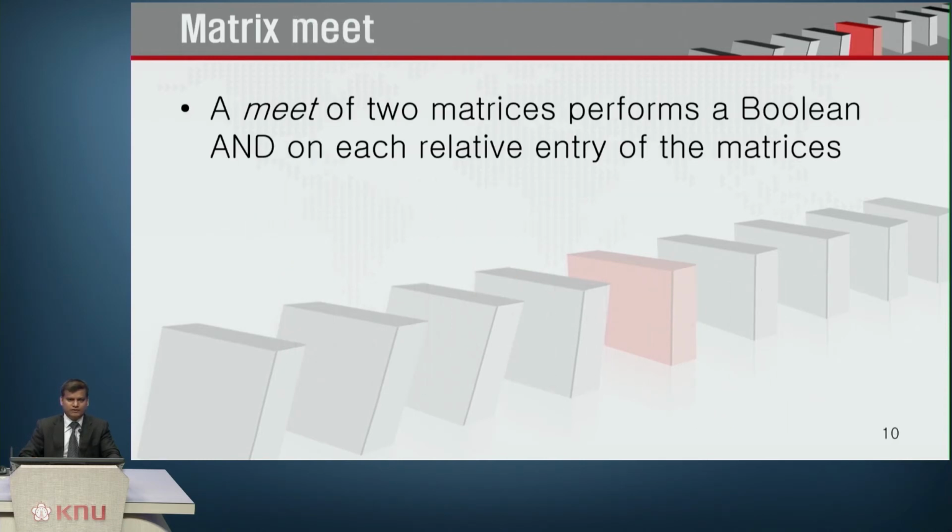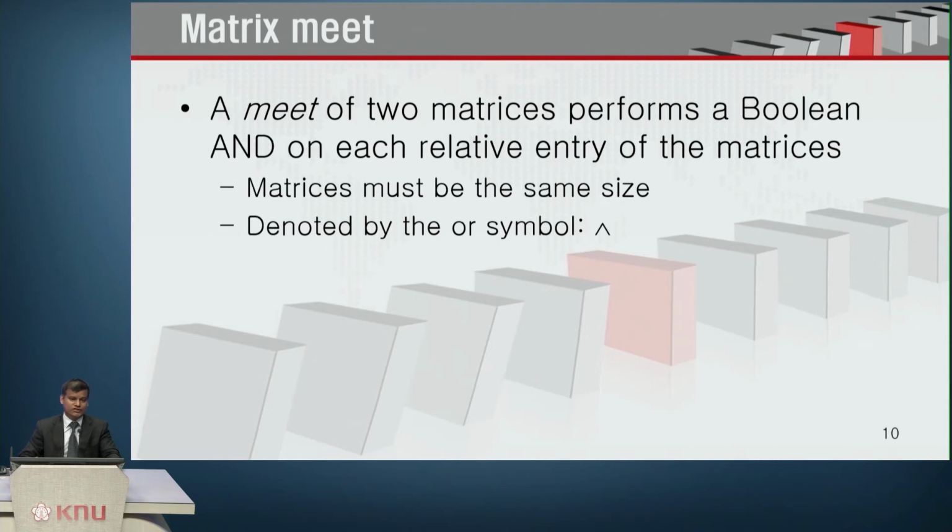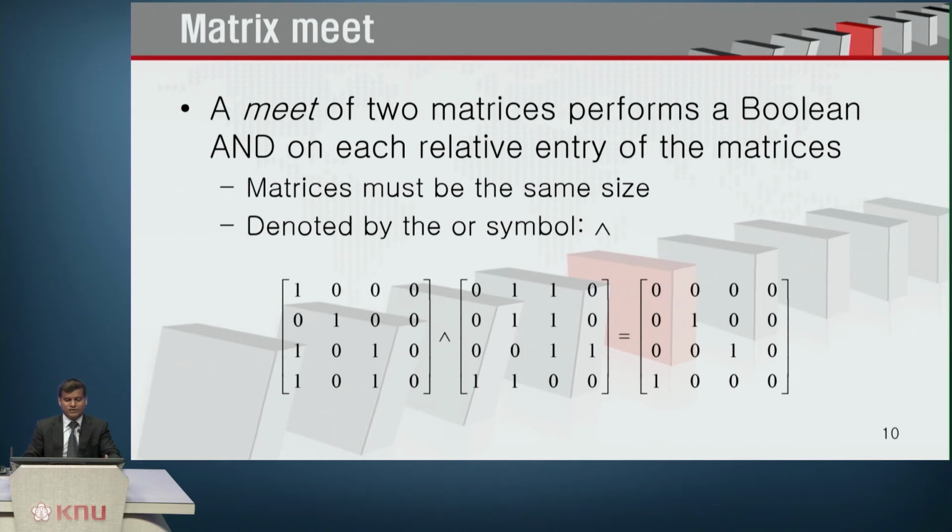Matrix meet. A meet of two matrices performs a Boolean AND on each relative entry of the matrix. The matrices must be of the same size, and this is denoted by the symbol that looks like a cap, or upside-down V. Same way, we perform the AND operation on each and every entry. For example, 1 and 1 gives you 1, and 0 and 1 gives you 0. Likewise, you do this for every entry in the matrix.